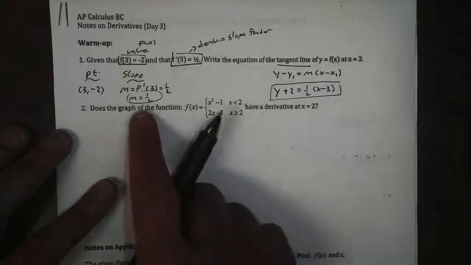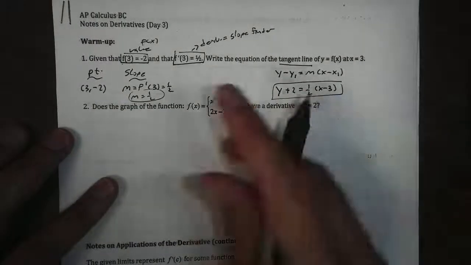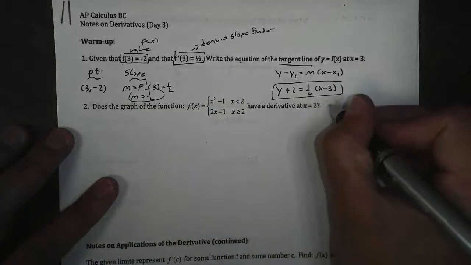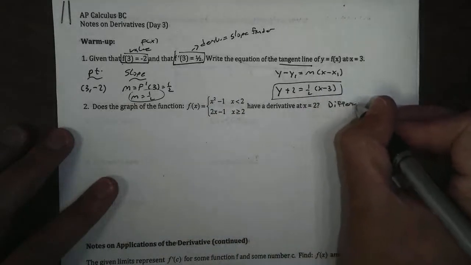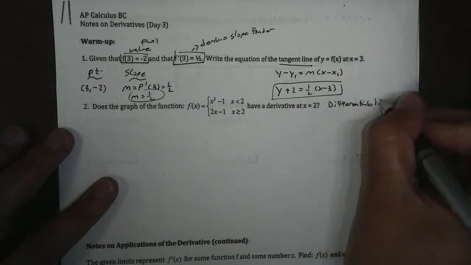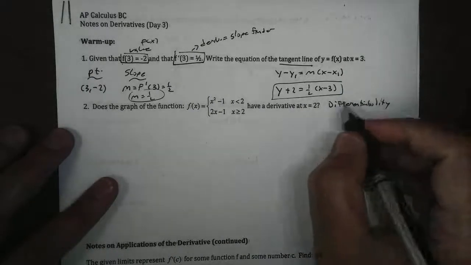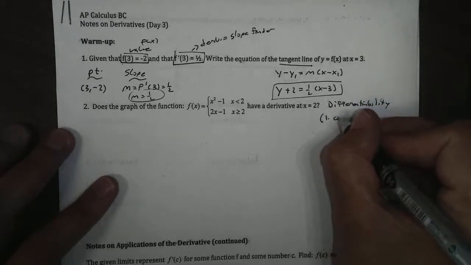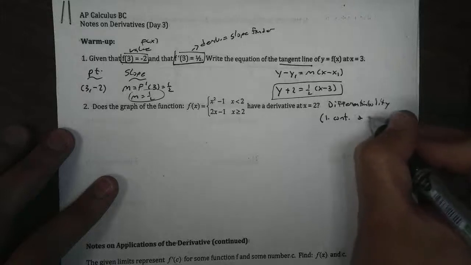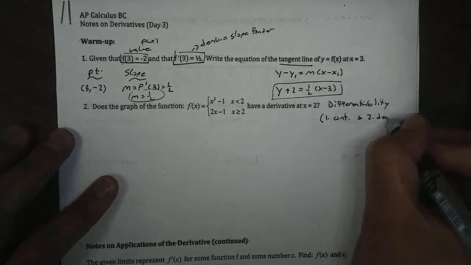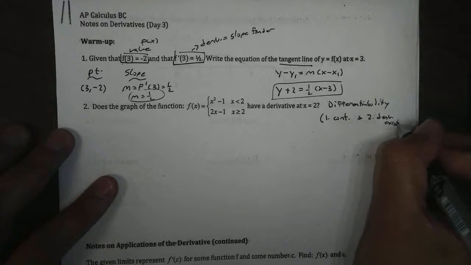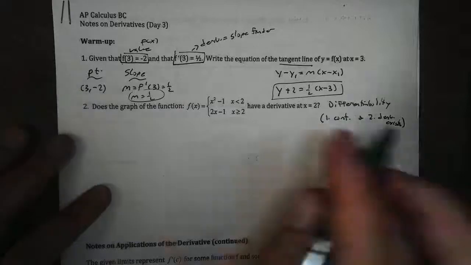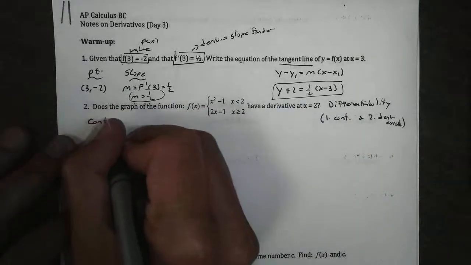The next one, we're going to talk about differentiability, and that's what this asks. Does this graph have a derivative at x equals 2? This is that idea of what we call differentiability. You may recall from a previous video, or even from your calculus courses, that to get differentiability, you need to make sure that 1, the function is continuous, and 2, that the derivative exists. We're going to talk a lot about that today too. But the first one, continuity.